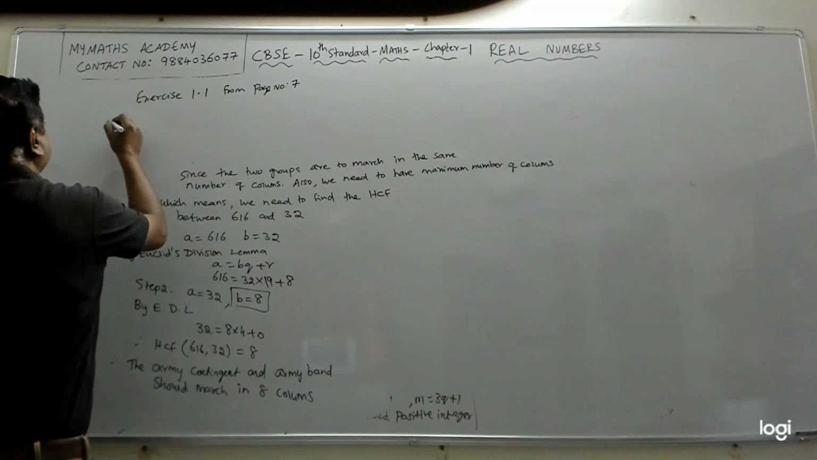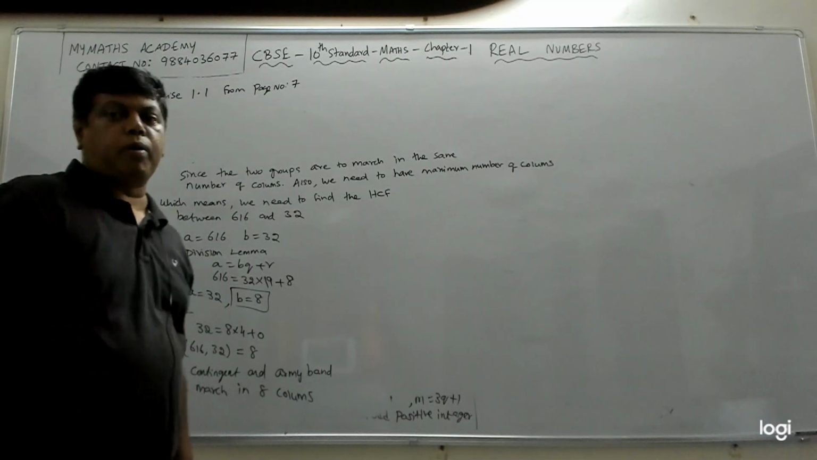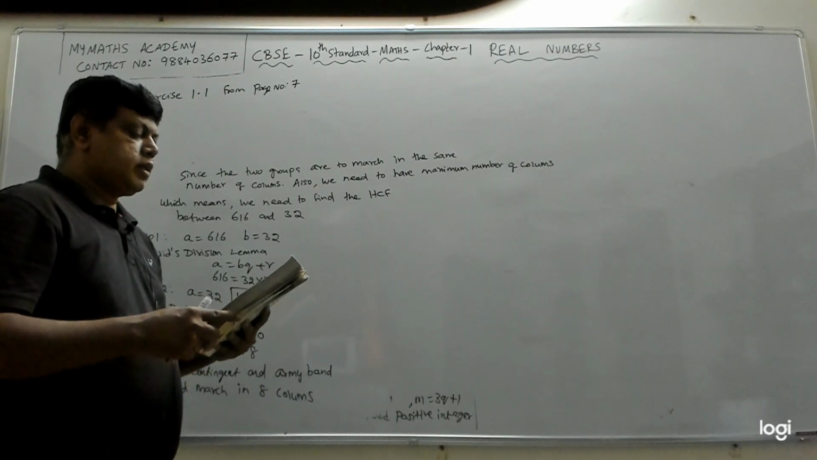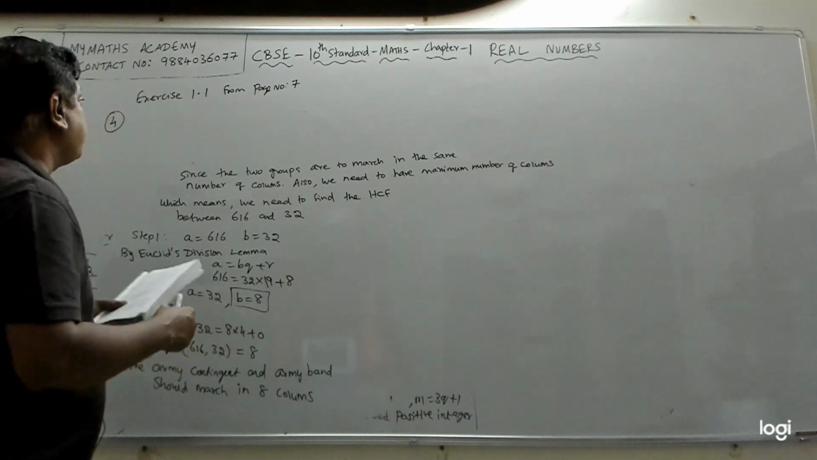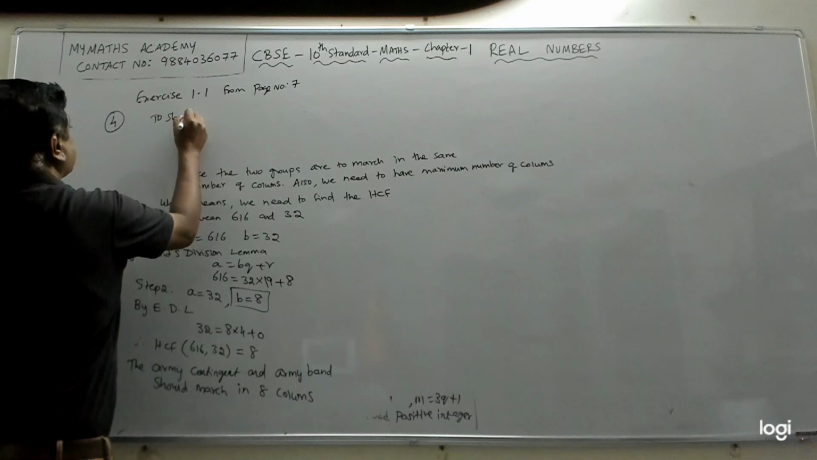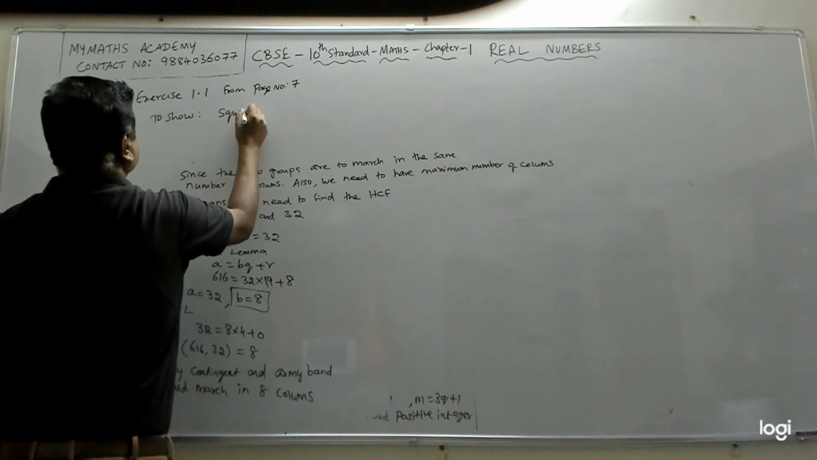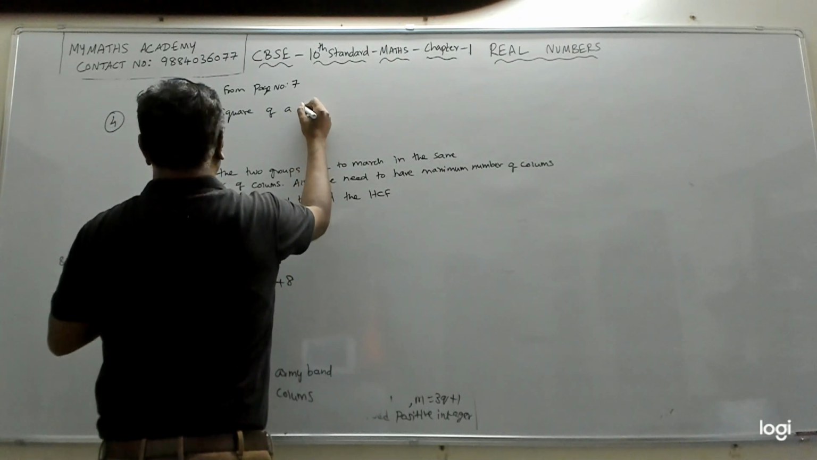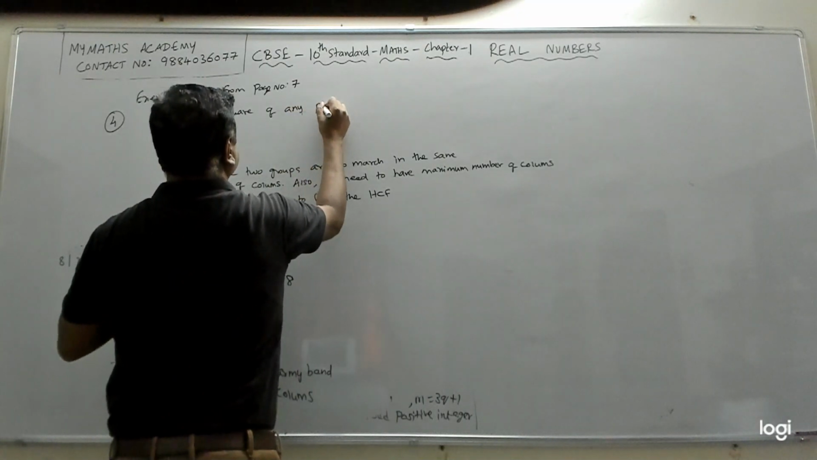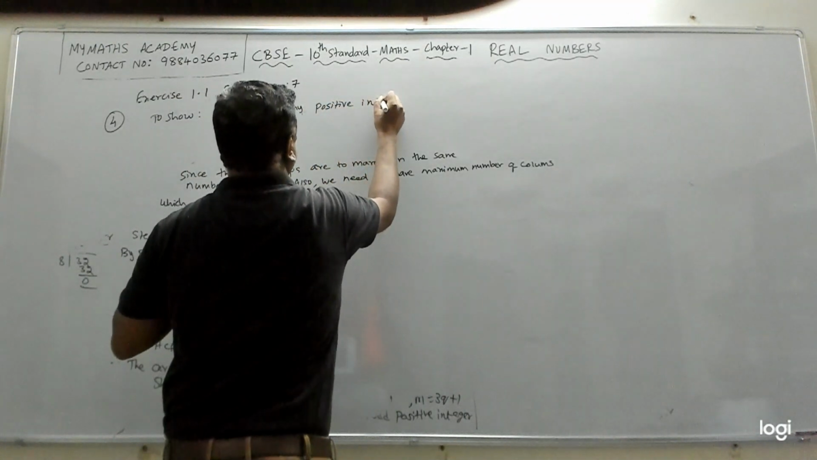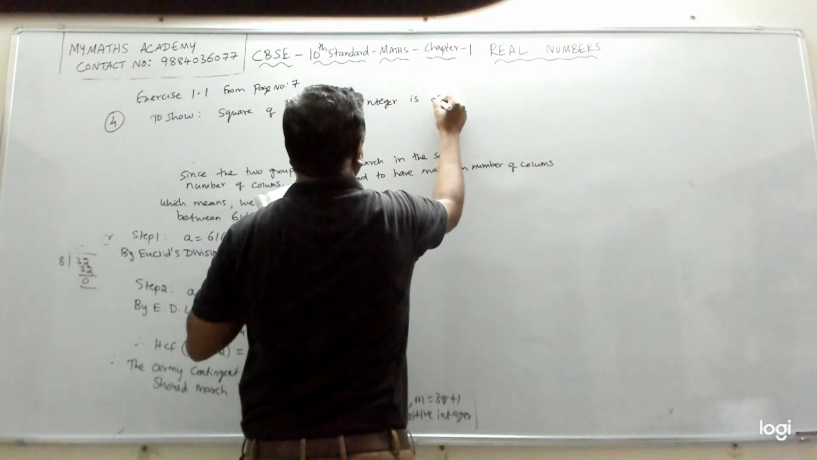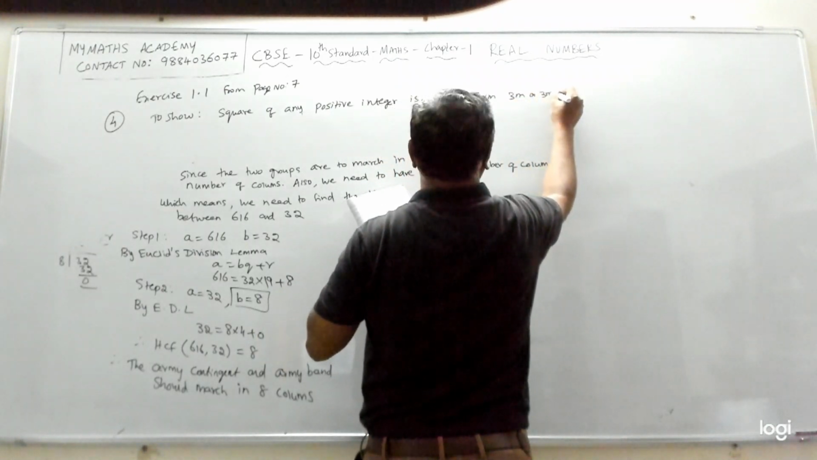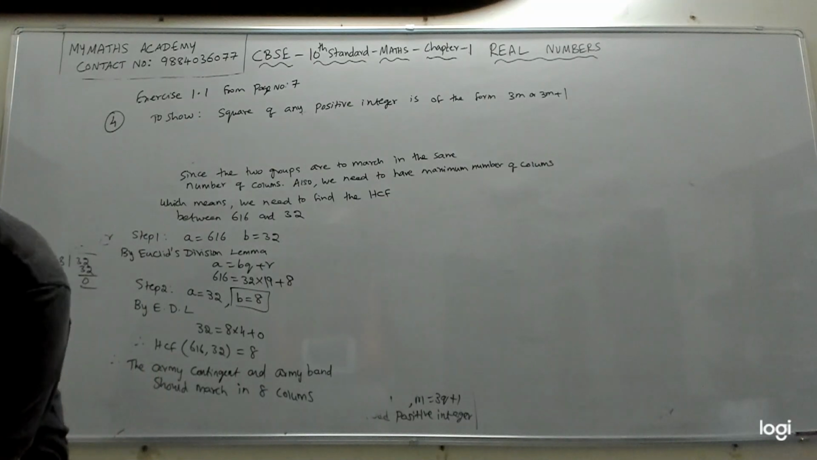So the fourth problem is: using Euclid's division lemma, show that the square of any positive integer is of the form 3m or 3m plus 1. So what we have to prove is that the square of any positive integer is of the form 3m or 3m plus 1.